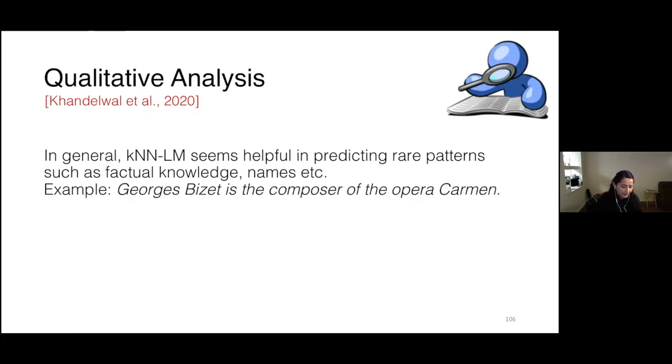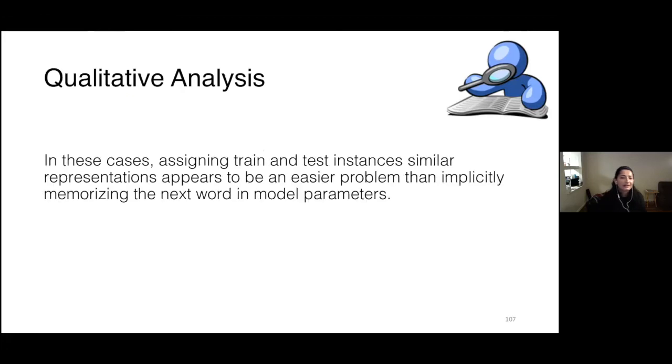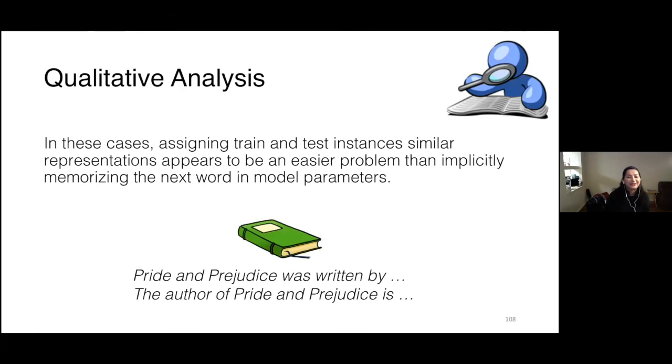So qualitatively, by looking at a few examples, we noticed that CAN-NLM seems to be particularly helpful for predicting rare patterns like factual knowledge or names. An example is Georges Bizet is the composer of the opera Carmen. So in these cases, it suggests that it might be easier for the model to map train and test contexts to similar representations, rather than trying to memorize the next word in the parameters, which you might recall is precisely the intuition that we started with today.